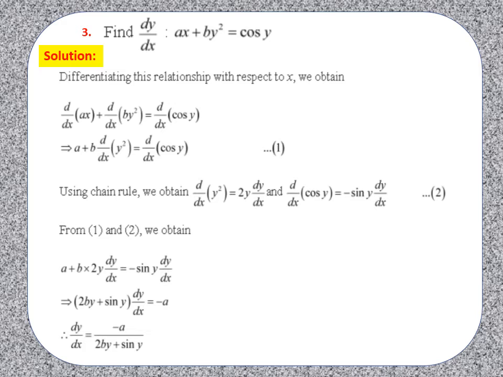So this is an example of implicit function. So directly differentiating both sides with respect to x, what are you going to get? Ax. So differentiation of x is 1, so we will get a. Now for by square, we have to differentiate y square, which is equal to 2y, and then differentiate y, equal to dy upon dx. We have used chain rule here, clear?